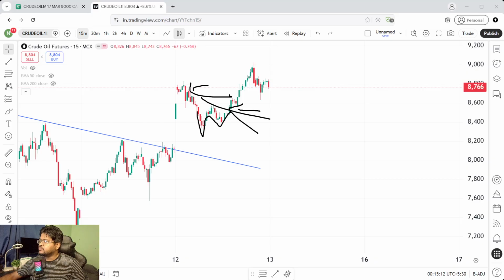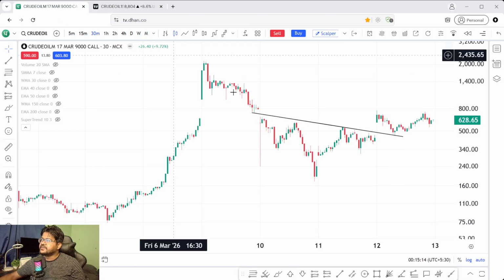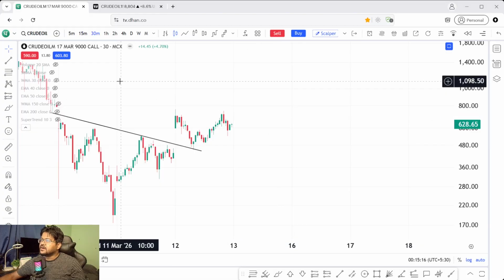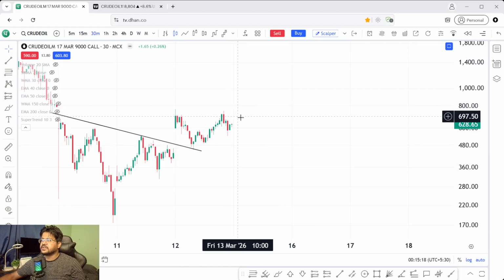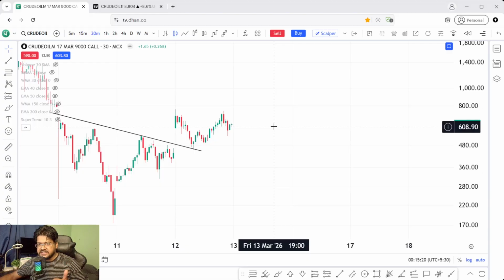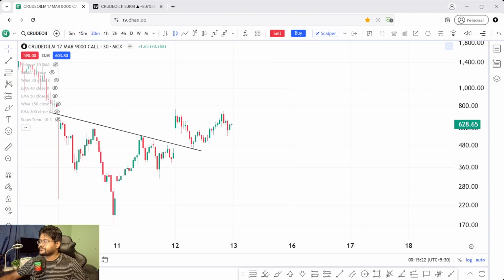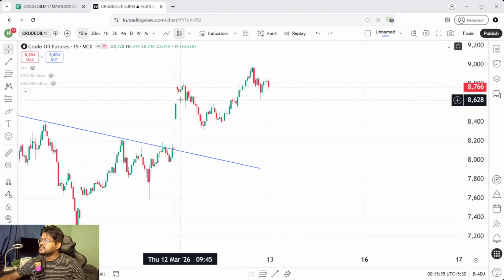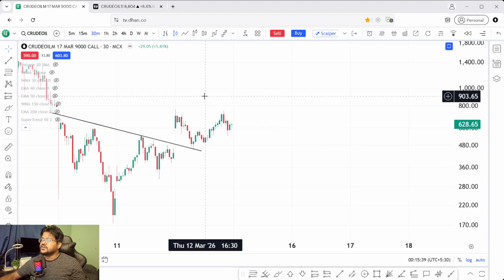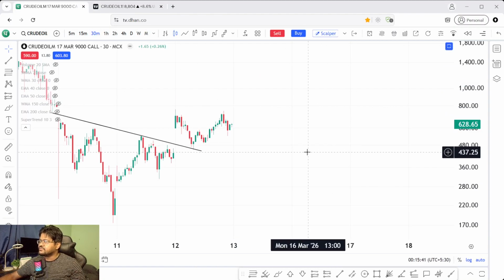And what exactly did I trade? I traded the crude oil 9,000 strike price call option. So yes, this is slightly out of the money, not in the money. So the trading price was somewhere around 8,700 to 600. Maybe 500 somewhere. We can check here. It was 600. So 9,000 was above that. You can also go for 8,500, not a problem.